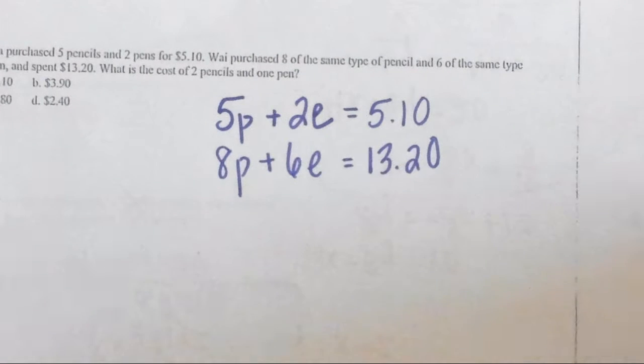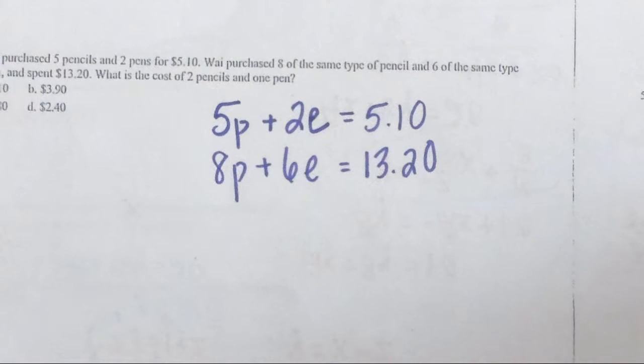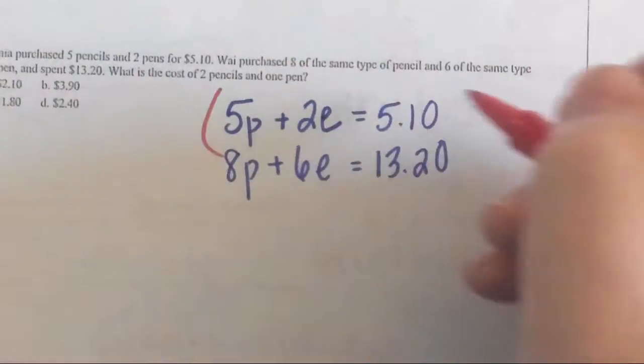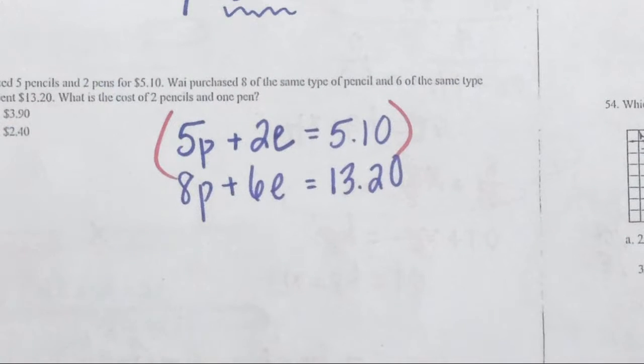Am I going to graph it? Am I going to use substitution? Am I going to use elimination? How am I going to handle this? Yes, I'm going to use elimination. I think I should multiply this top equation by a certain number to get rid of those e's. What number can I multiply by? Negative 3.